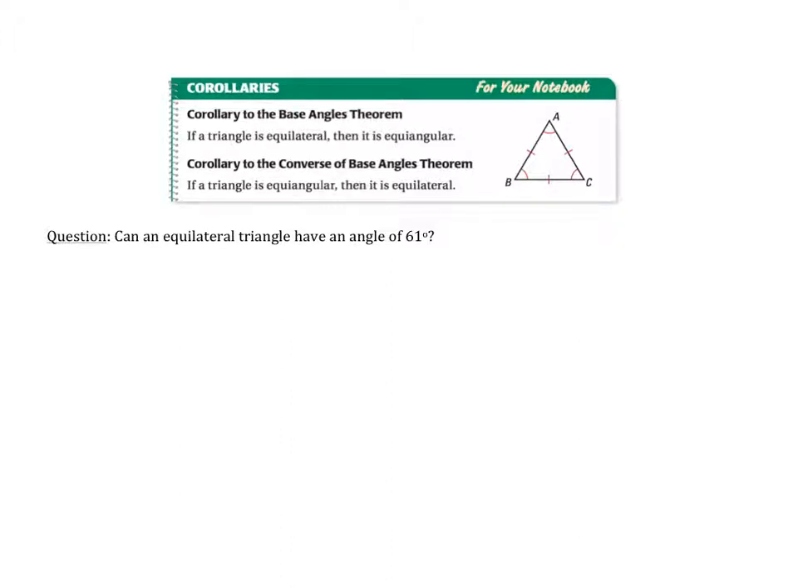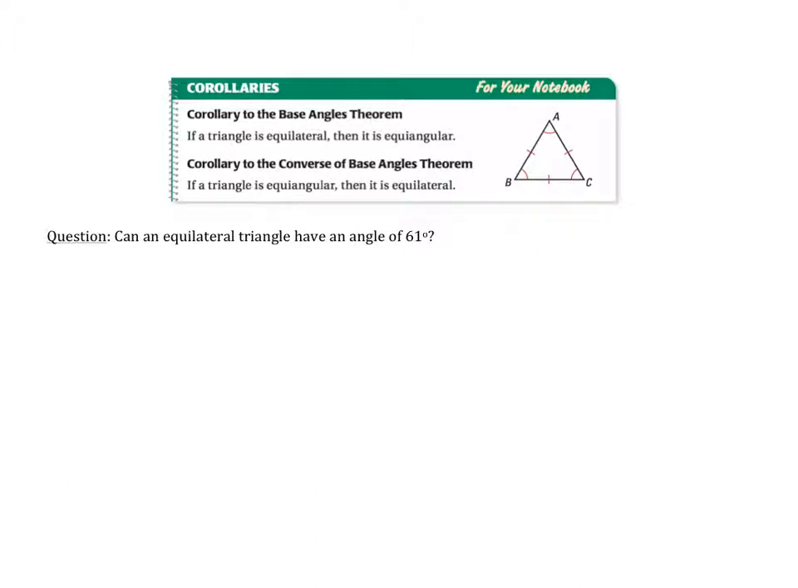So the first one we have is the corollary to the base angles theorem. It states that if you have an equilateral triangle, then you have an equal angular triangle. We have the corollary to the converse of the base angles theorem, that if you have an equal angular triangle, then you have an equilateral triangle.